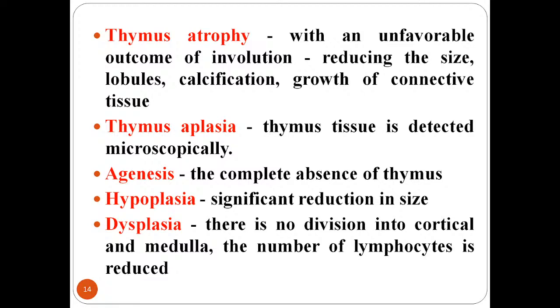Next, hypoplasia: significant reduction in size. Next, dysplasia: no division into cortex and medulla zones, and the number of lymphocytes is reduced.